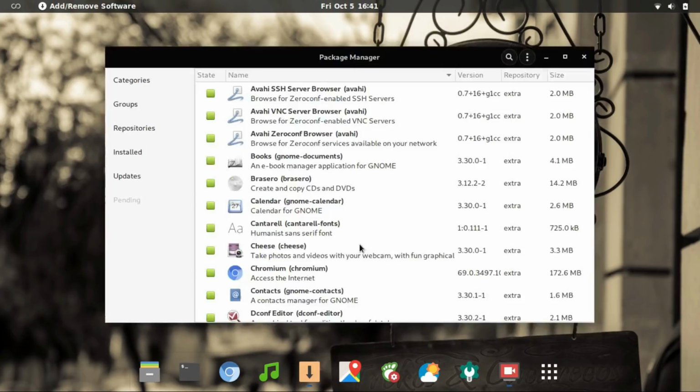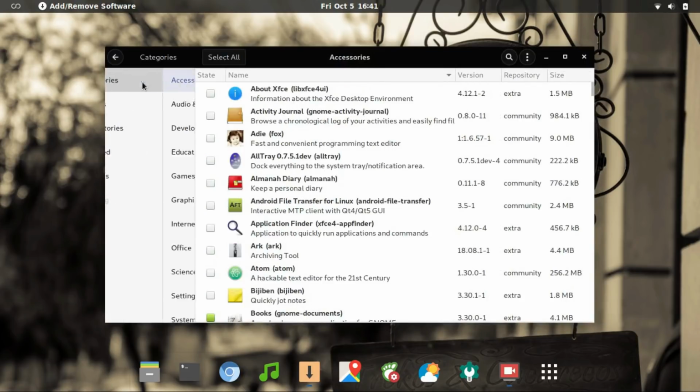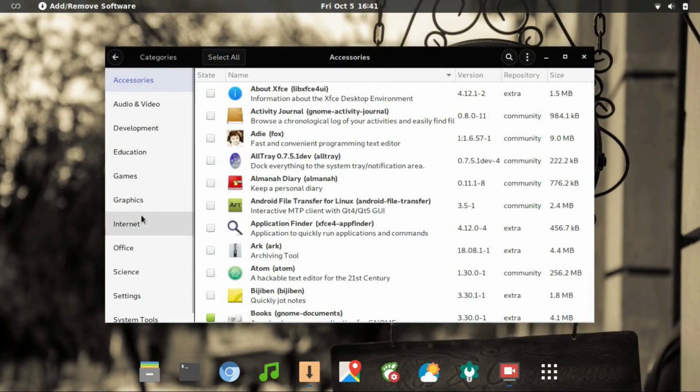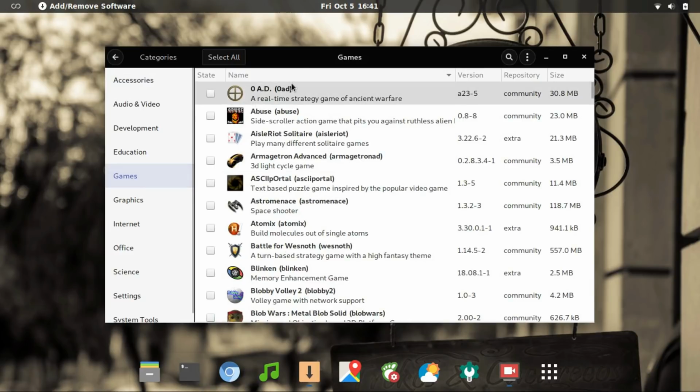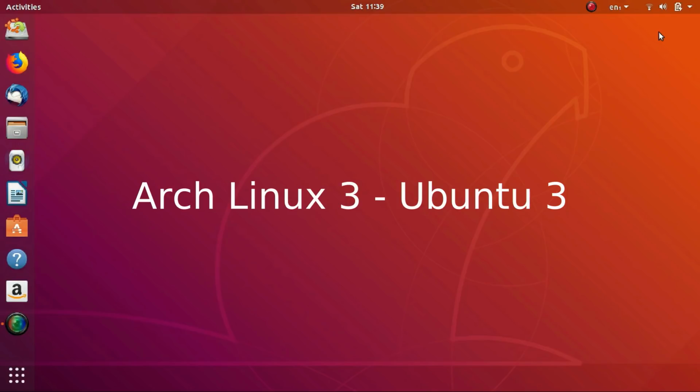Arch Linux handles this by the implementation of the Arch User Repository. The Arch User Repository is one huge pool of all the software maintained by the Arch Linux community. Arch Linux and Ubuntu get an A+ in software availability.